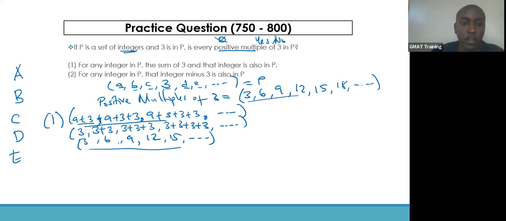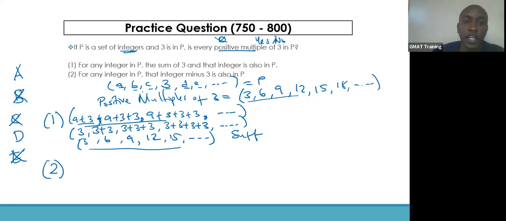This is the set that we need in this P. Set P doesn't include only 3, 6, 9, 12, 15, all the positive multiples of 3, but also the other values that are in P plus 3 as you go on, and so on and so forth. So every positive multiple of 3 is in P. We need from 3 all the way to infinity, and that's what you get from set P. So for this case, this is sufficient. B, C, and E are out. Let's go to the second statement.